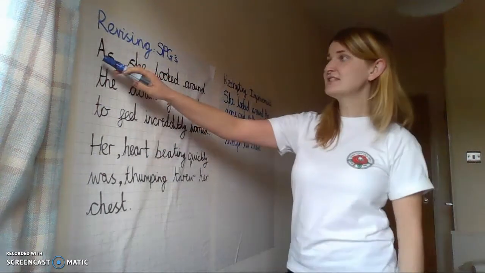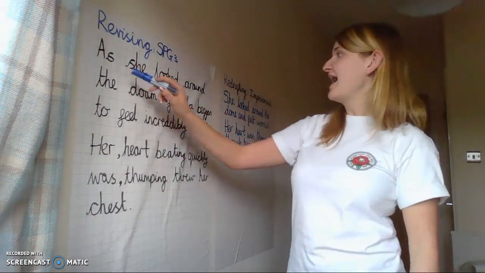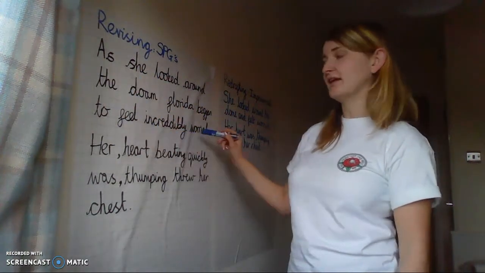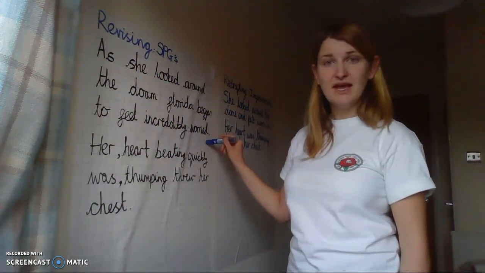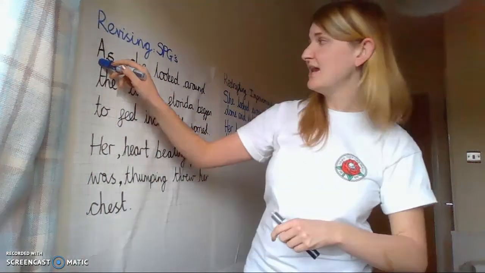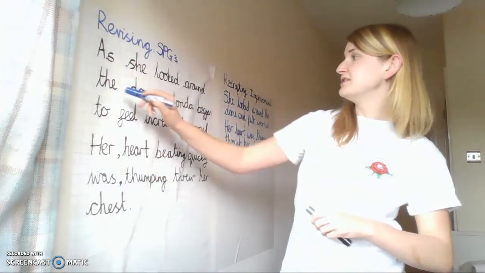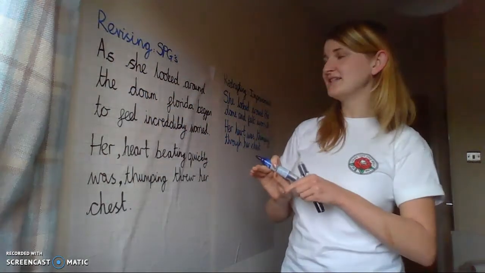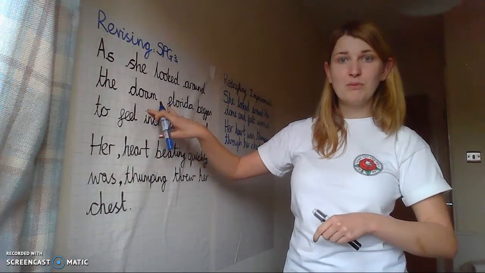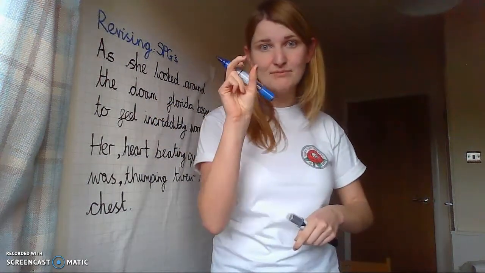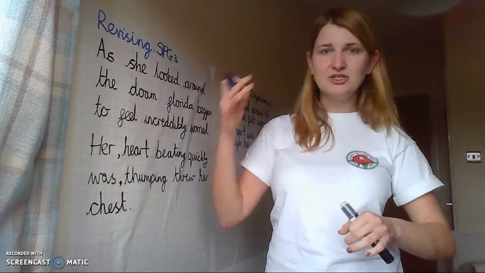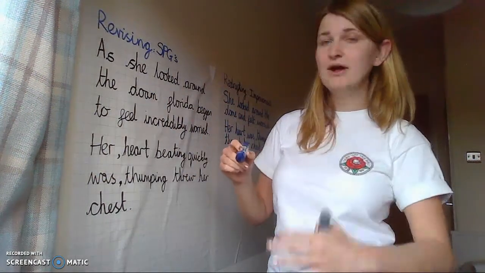Okay, so if we start on this first sentence, "as she looked around the dome, Florida began to feel incredibly worried." Okay, so the sentence in itself sounds like it makes sense. I've got my capital at the beginning. "As she looked around the dome." Now, if I look at dome, that doesn't quite look right. That's how I'd spell foam, but I'm thinking it's probably a different string of letters that would make that sound. All right, so I could use a dictionary or I can test it out.